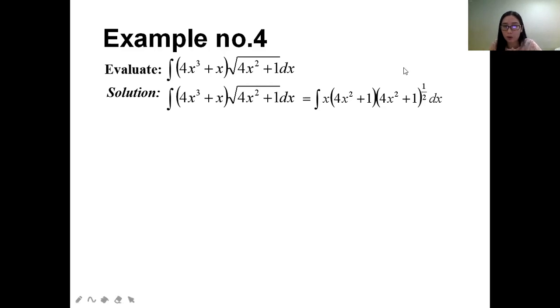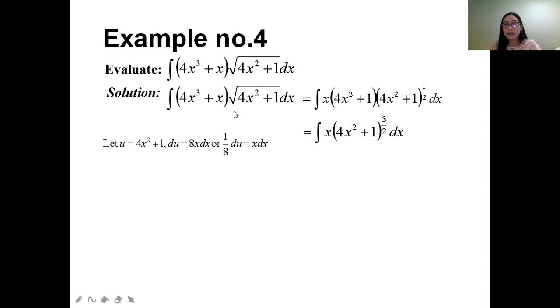Kay naa na tay common nga 4x squared plus 1. So we can combine these terms. Okay, so we have integral of x, quantity of 4x squared plus 1, tapos naa pa tay imaginary nga 1 diri. So dumdumi nato pag mag-operate tayo og multiplication of roots, i-add lang nato siya. Okay, so 1 plus 1/2 is 3/2. So we have integral of x, quantity 4x squared plus 1 to the power of 3/2 dx.